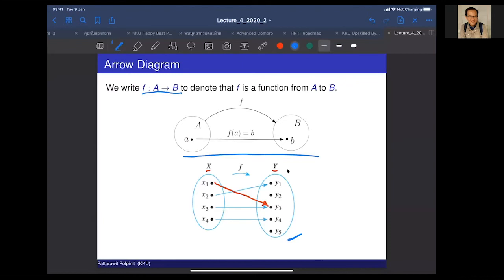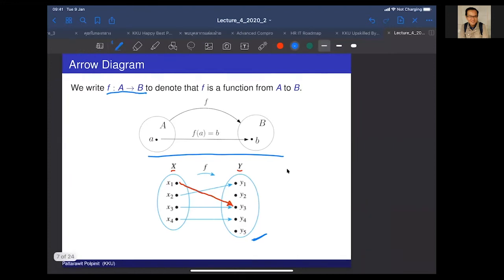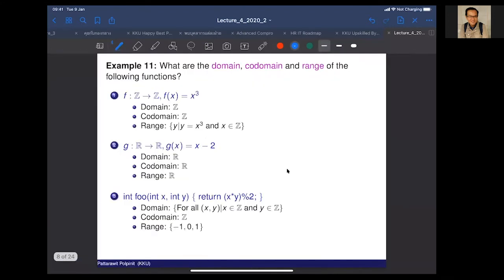Okay, this is an arrow diagram, which of course, if the function is not too big, you can write like this. But if the function is big, like f is a function from the set of integers to the set of integers, then there's no way you can write everything down, right? Infinite set. Okay. Any question? No. Okay.